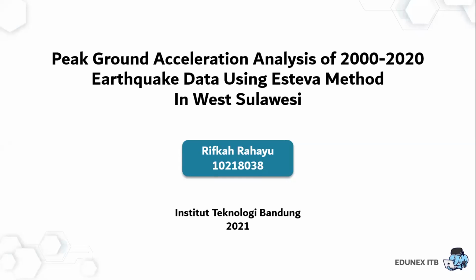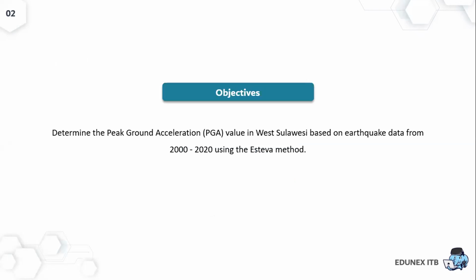In this opportunity, I would like to present the background acceleration analysis of 2000 until 2020 earthquake data using the STEFA method in West Sulawesi. First, I will explain the objectives of this research, that is to determine the background acceleration or PGA value in West Sulawesi based on earthquake data from 2000 until 2020 using the STEFA method. Why is this important? Because by knowing the PGA, we know how much damage is caused by an earthquake, so that disaster mitigation can be done.